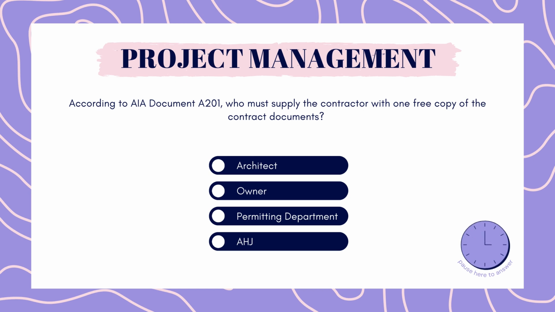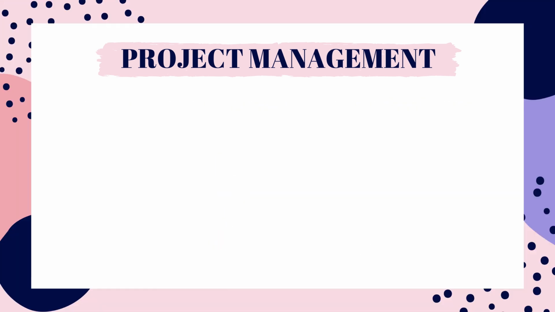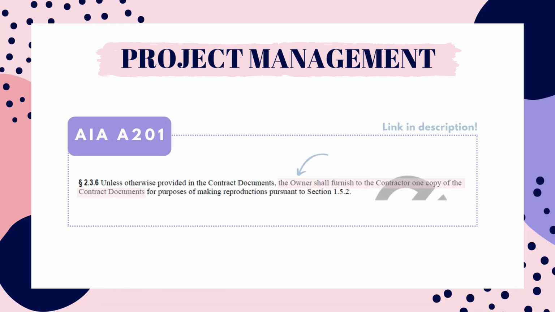The answer is owner. I think when I was studying for this, I probably would have said the architect, but in your design bid build projects, there is no contract between the architect and the contractor. So the architect delivers the drawings to the owner, and the owner is required to provide the drawings to the contractor. It is at the owner's expense to provide the drawings, not the architect.